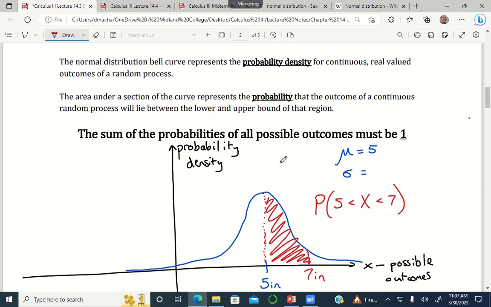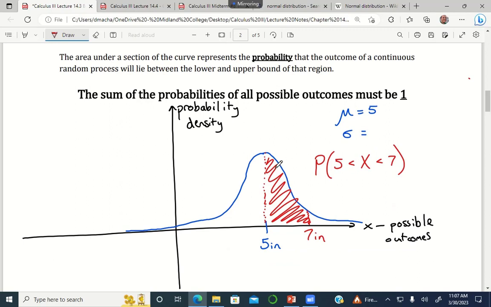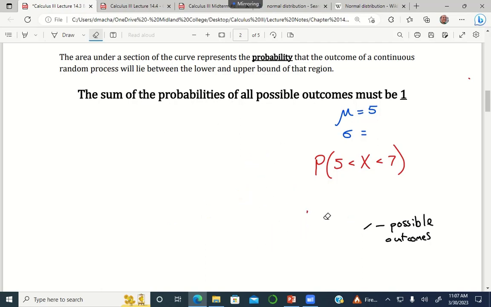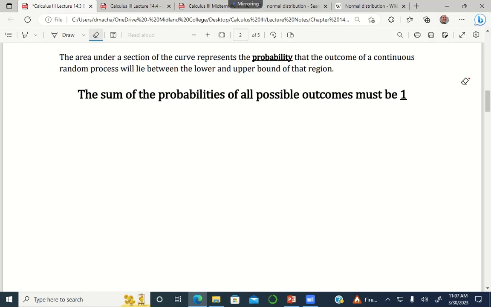So the area under a section of the curve represents probability, but it's also important that if you're talking about a random process, the sum of the probabilities of all possible outcomes must be 1, right? It wouldn't make any sense at all if I told you that I've got a coin, I'm about to flip it, and there's a 60% chance it'll land on heads and a 60% chance it'll land on tails. That would be stupid. The sum of the probabilities of the two possible outcomes has to add up to 100%, or in other words, they have to add up to 1, okay?